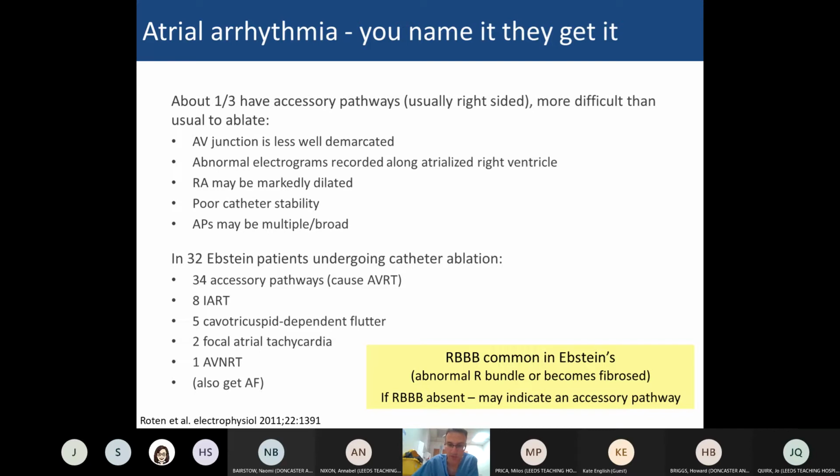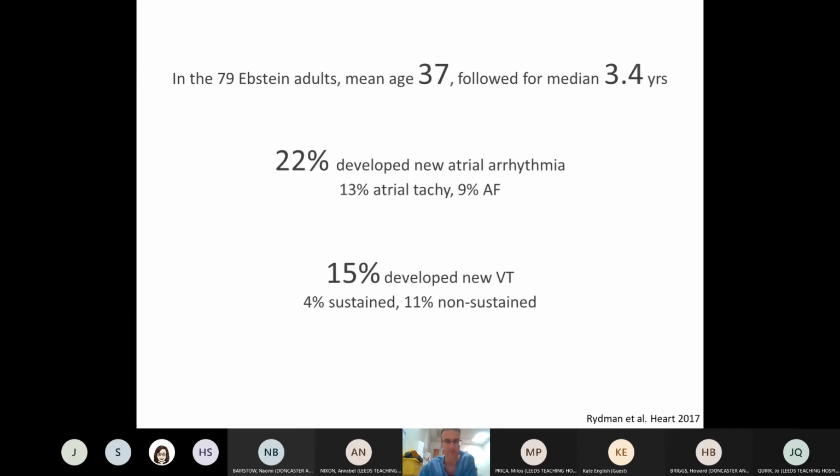Right bundle branch block is common in Ebstein's because the right bundle is abnormal or becomes fibrosed over time. And in fact, if it's absent, that may indicate that there is an accessory pathway.